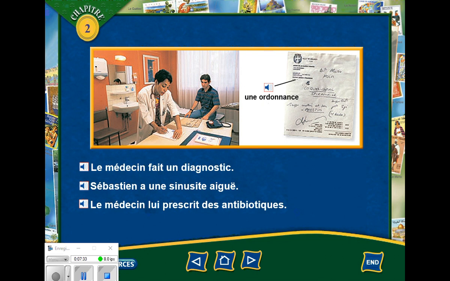We have some new pronouns in this chapter we're going to learn. We learned me, te, nous, vous, le, la, les in chapter 1. Now we're going to learn lui and leur, which mean to him, to her, and to them. And like me, te, nous, vous, and le, la, les, they go right in front of the action verb, the main verb in the sentence. So, le médecin lui prescrit des antibiotiques. The doctor prescribes him, and it's actually prescribes to him, some antibiotics. The doctor prescribes him some antibiotics.